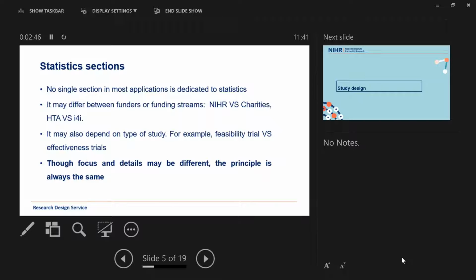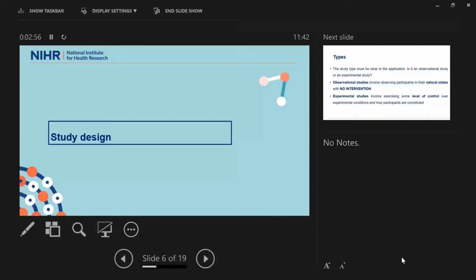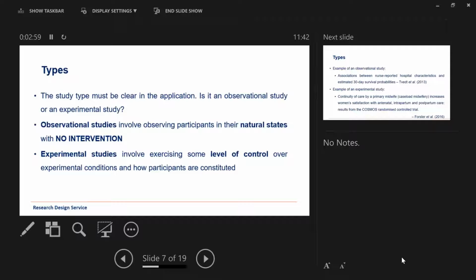Okay, really just to conclude this bit by saying that even though the focus and details may be different, the principles fortunately are the same. So we can look at those principles. And the first one of those is about the type of study. Again, this does come down to the number of words you've got. I think it's always good to make it very clear the type of study you're doing. So is your study an observational study or is it an interventional study? I suspect most of the work that's going to NIHR would be interventional type studies, as that tends to be what they want to focus on. But do make it clear which one it is.